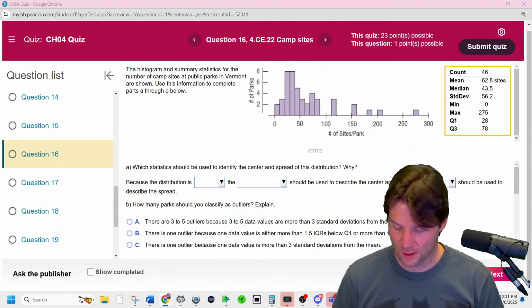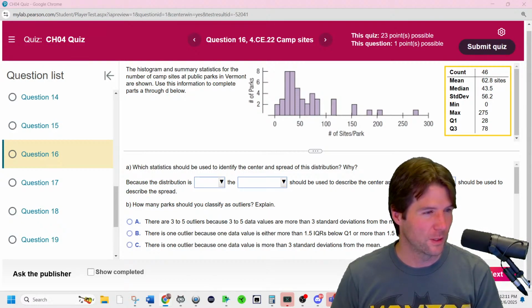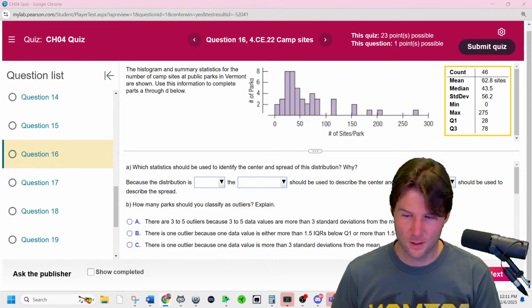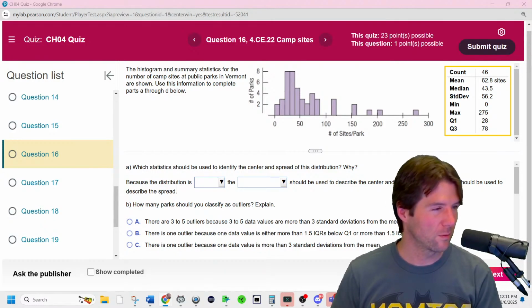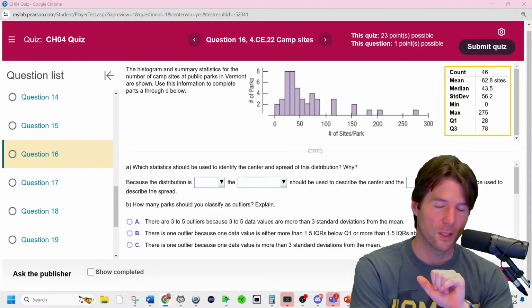Please let me know if you're stuck on a specific question. I will drop in that question and we'll do it. Stat 201, chapter 4 quiz. And this is the histogram summary, Parks, Vermont. Okay. Just looking at this, what kind of monster man we dealing with today?